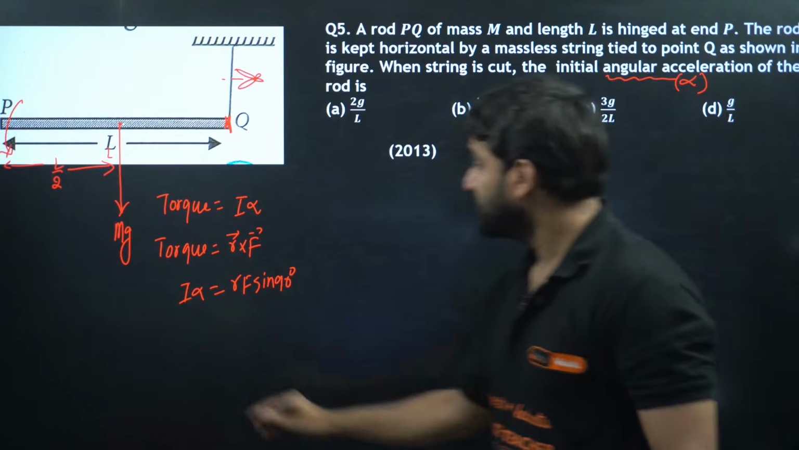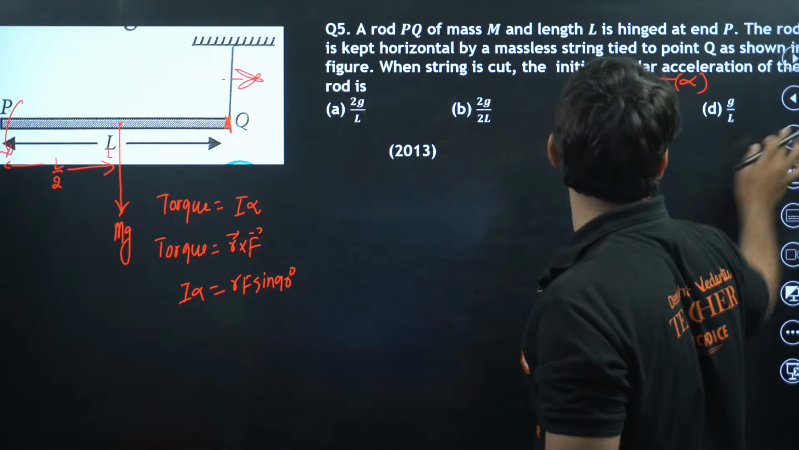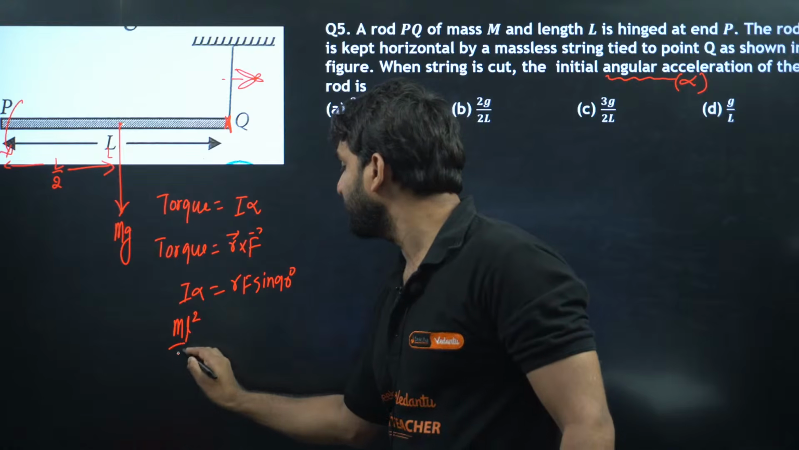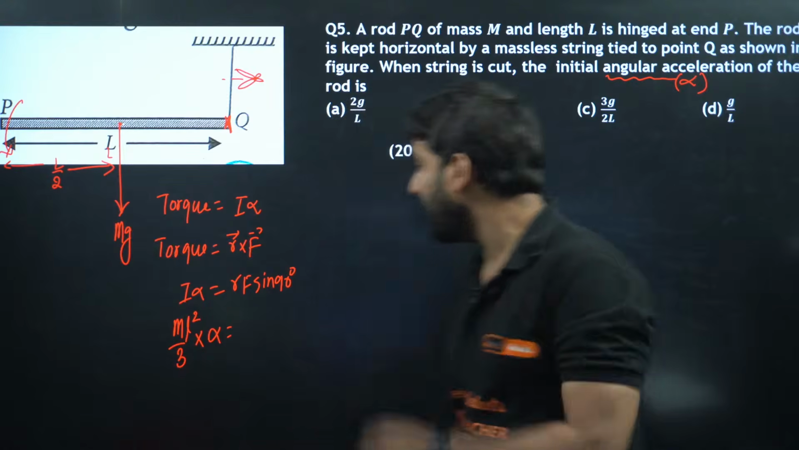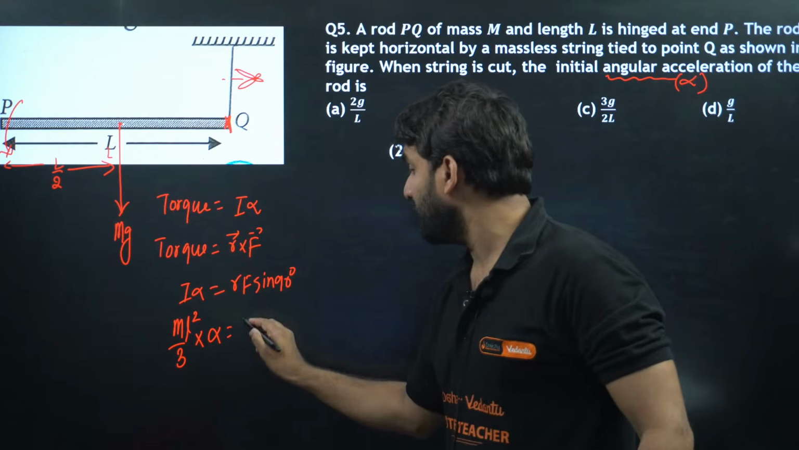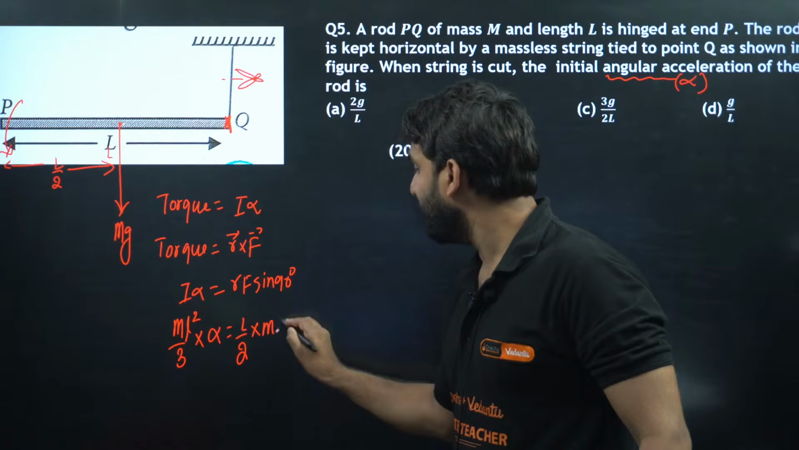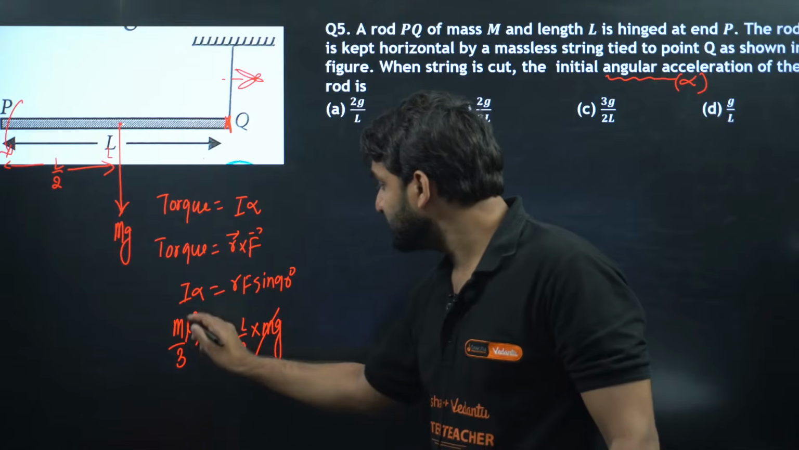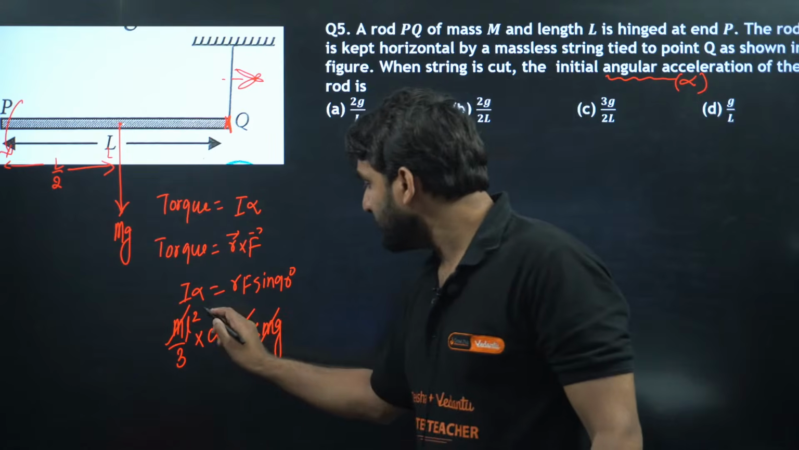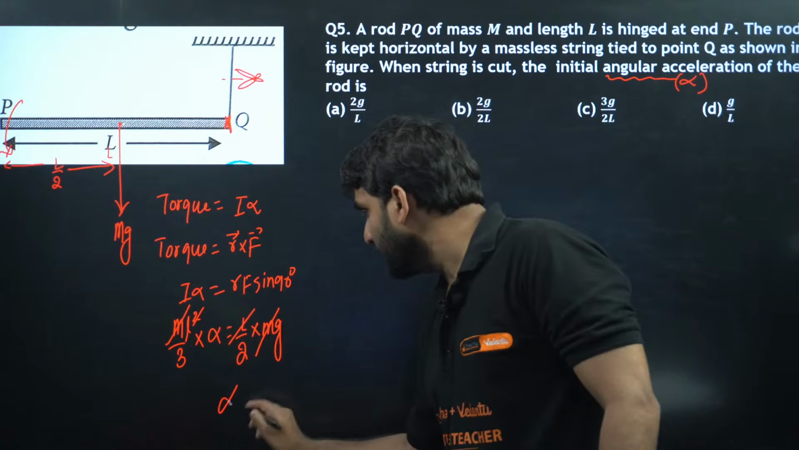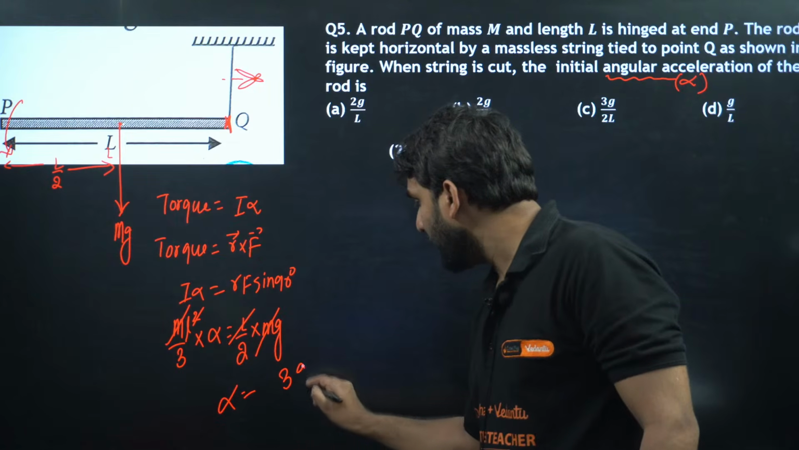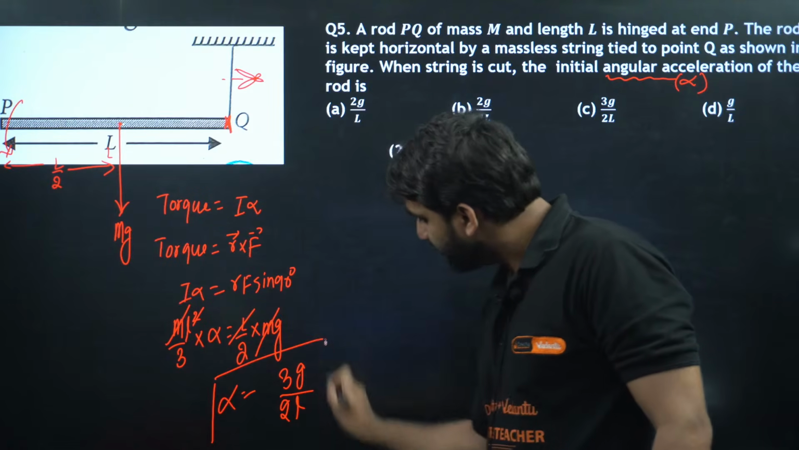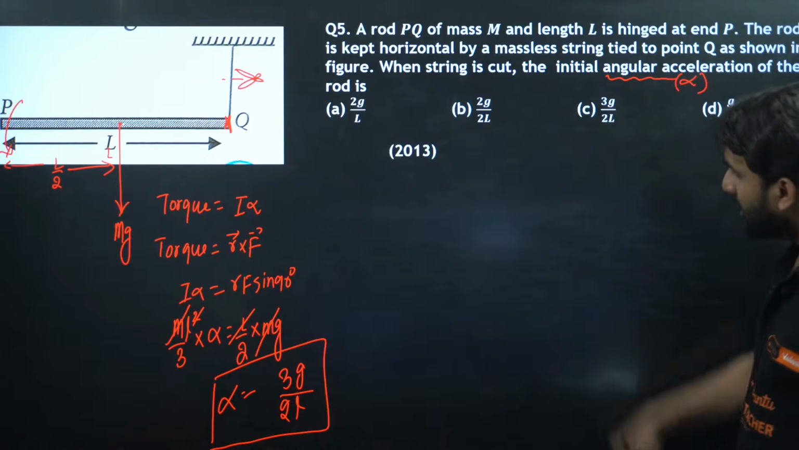So we can write here, this is m, this is ml square by 3 into alpha, which we want to calculate, the angular acceleration, and r is equal to L by 2, and F is mg, and sine 90 is obviously 1. So m will be cancelled by this m, one L will be cancelled by one L, so alpha will be equal to 3g divided by 2L. So alpha is 3g by 2L. Option number C will be correct.